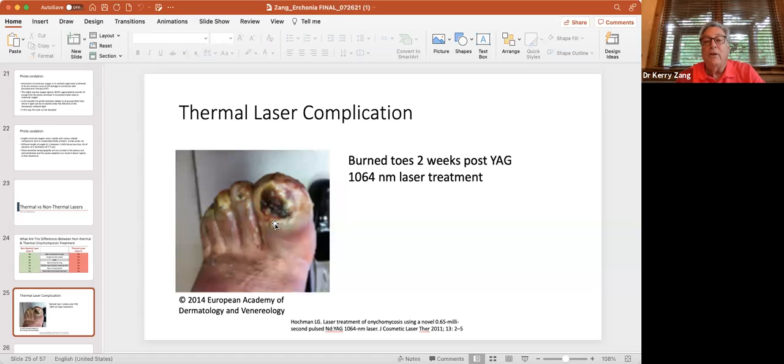Unfortunately, it's been fairly common in the United States. There have been negligence cases involving the hot lasers, all involving burning of tissue, osteomyelitis, and even loss of some digits. There have been no issues whatsoever with the non-thermal laser. As a matter of fact, the worst thing that can happen with the cold laser is nothing.